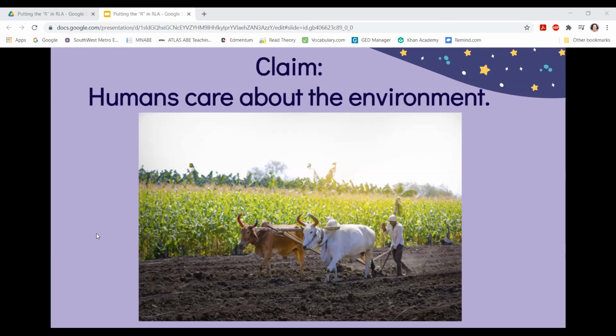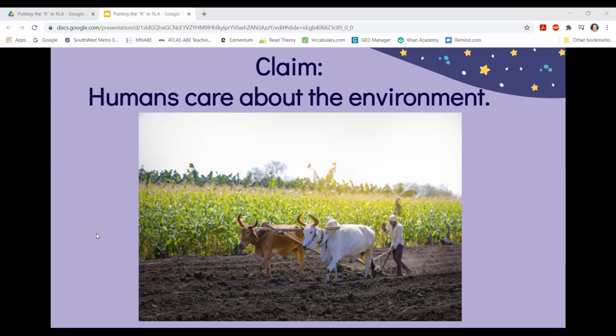Okay, now I'm going to ask you to flip your thinking. What details in that image refute the claim that humans care about the environment? Good, I'm enjoying the comments that are coming in.